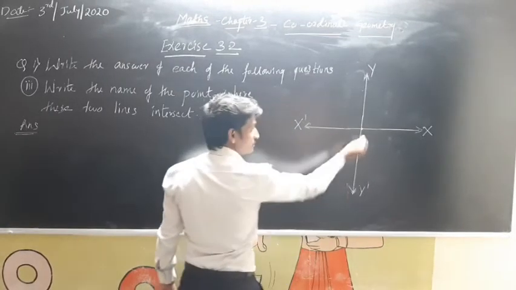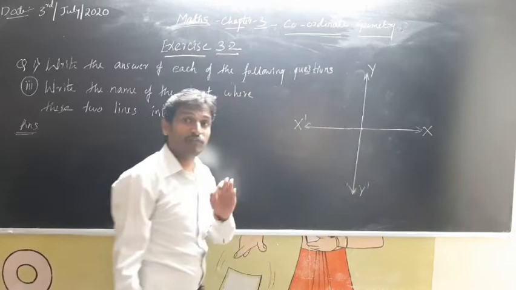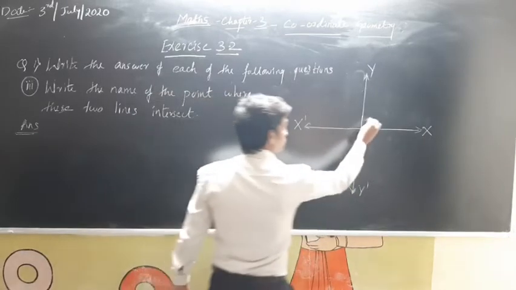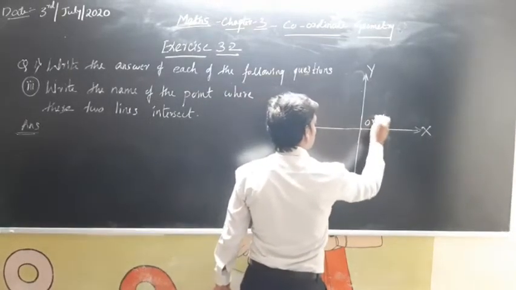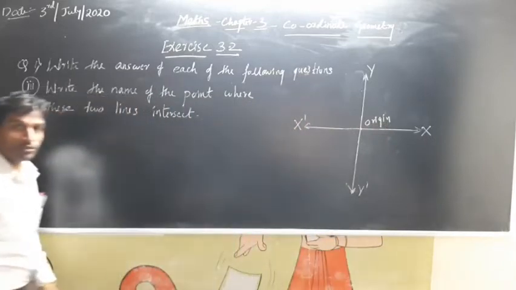Hope you can see here, they meet at this point, and what is the name given for that point? It is known as origin. You may have come across it in your earlier chapters also. It is known as origin.